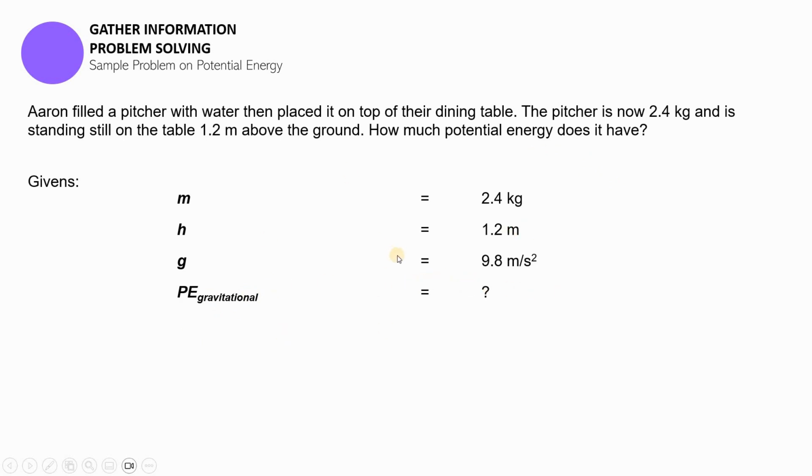Alright, so do you have these givens? I hope that you have them. I label them properly and make sure they have units. Alright, let's proceed with the solution.